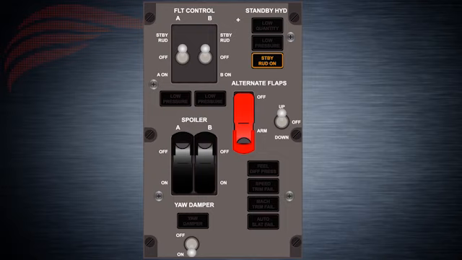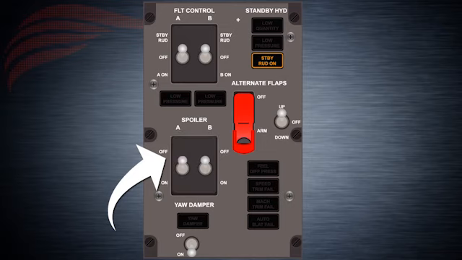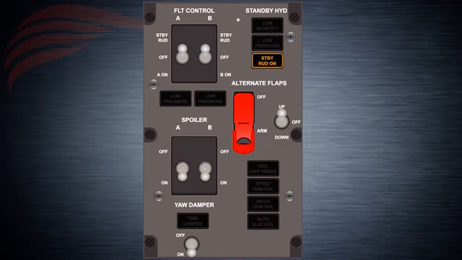Flight spoiler switch. 2 switches, 1 for each hydraulic system, with 2 positions, on and off. A 28-volt DC motor also powers them. The on position is the normal operating position. Hydraulic system pressure is on to the flight spoilers. And the off position removes hydraulic system pressure from the flight spoilers.